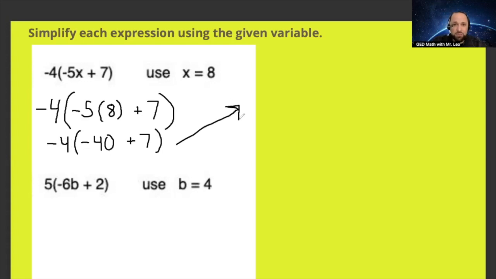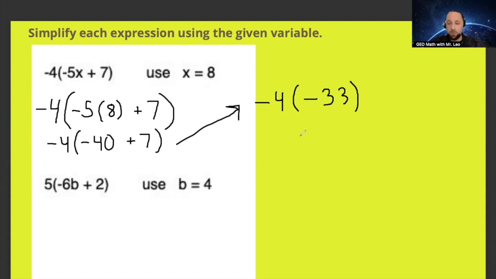Let's have this continue over here. All right, so negative 4 is just sitting out front. We're not dealing with that yet. Open the parenthesis. Now, I'm going to clear this parenthesis. What is this? Negative 40 plus 7. Let's do that. Signs are different, so we're going to subtract to find the difference and keep the sign of the larger number. That will be negative 33. Close the parenthesis. Now it looks like this.